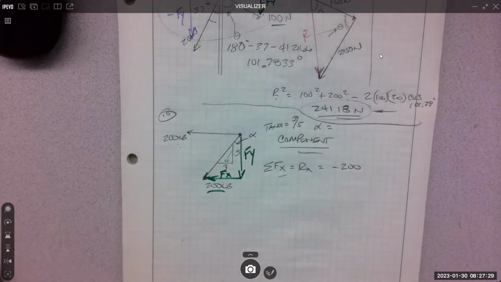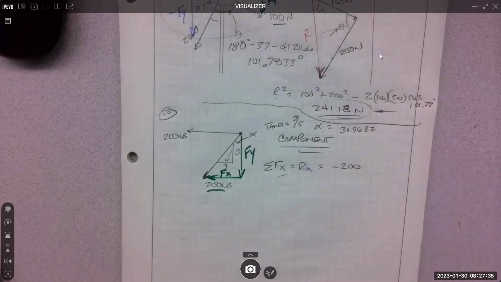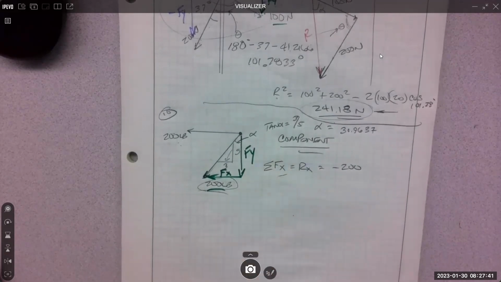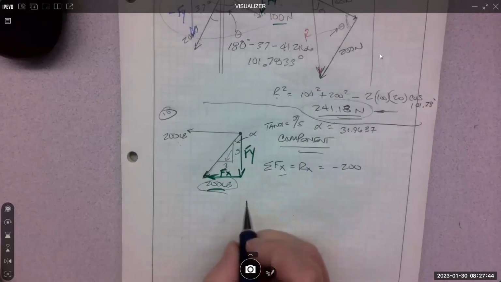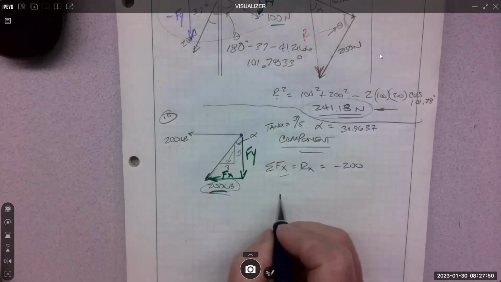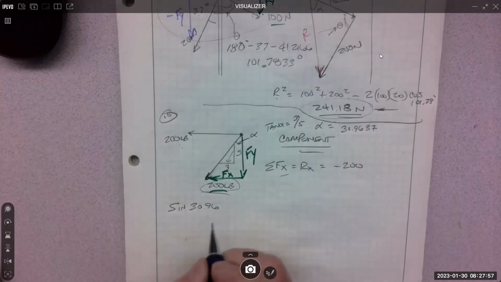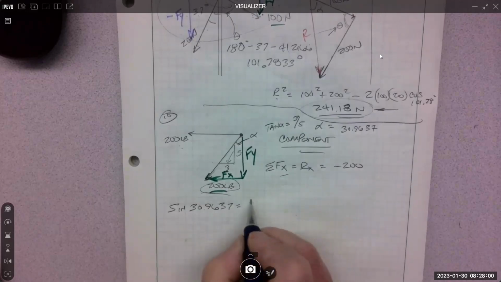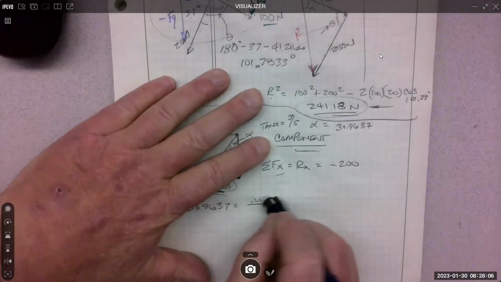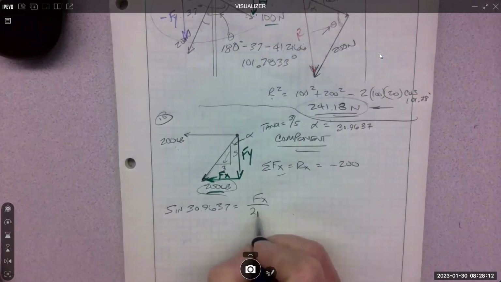So alpha is going to equal inverse tangent, 30.9637. So now that I have the angle, I can get this Fx. I know the hypotenuse is 200, right? So I'm going to use sine because x is opposite of this angle. Sine 30.9637 equals, oh, sorry, not 200, opposite. Opposite is Fx over the hypotenuse, 200.